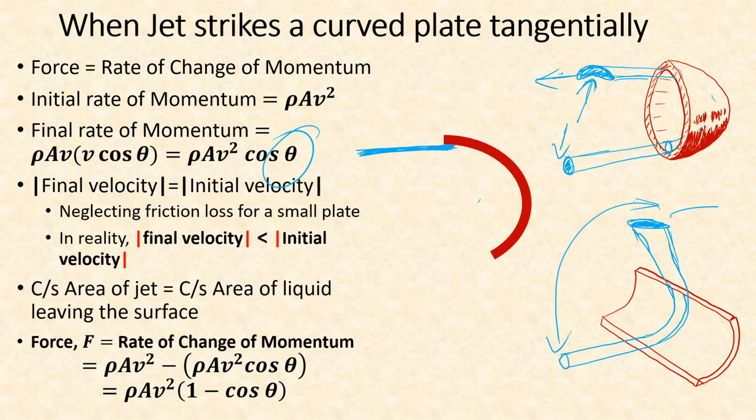After that, force is again equal to the rate of change of momentum. So we have the initial rate of momentum minus the final rate of momentum, and that will give us the same formula as before, which is rho a v square (1 minus cos theta), where we have to remember that theta is the angle by which the jet is deflected from its original direction. That means this angle is theta.